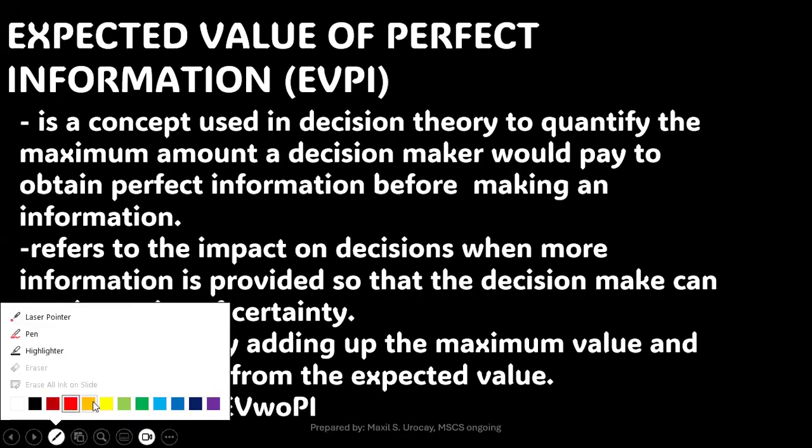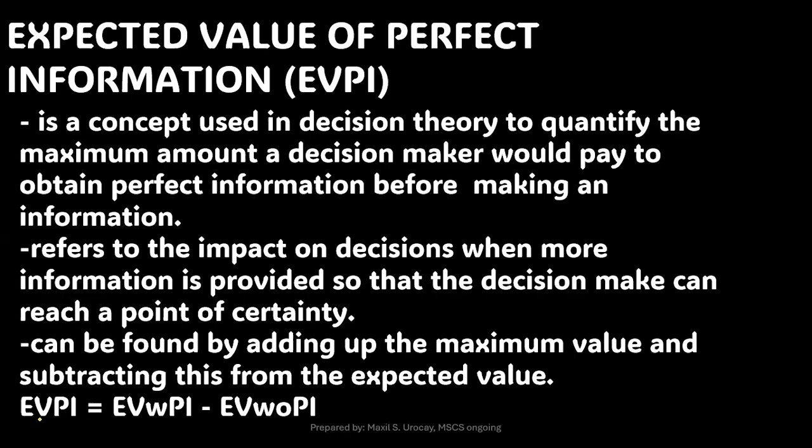So there we have a specific formula: the expected value of perfect information is equal to the expected value with perfect information minus the expected value without perfect information. Please be reminded that the expected value without perfect information is still the EMV, the expected value.